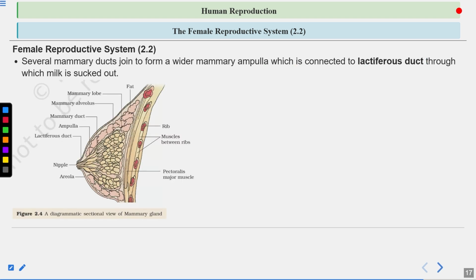Again, you can see the diagrammatic sectional view of the mammary gland. Fat tissues are present, mammary lobes are present, alveoli are present, the mammary duct is present. This is the ampulla region. This is the lactiferous duct through which the milk is sucked out. And then you can see these are the nipples, and this is the areola. So you should remember all of these: mammary lobe, alveolus, mammary duct, ampulla, lactiferous duct.